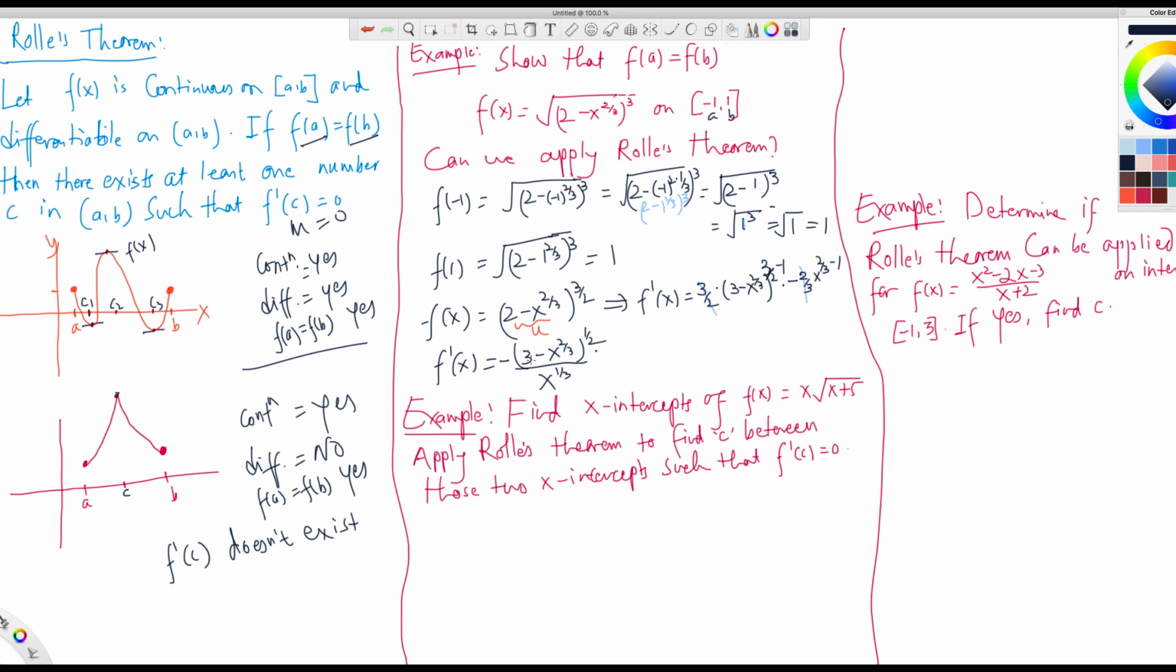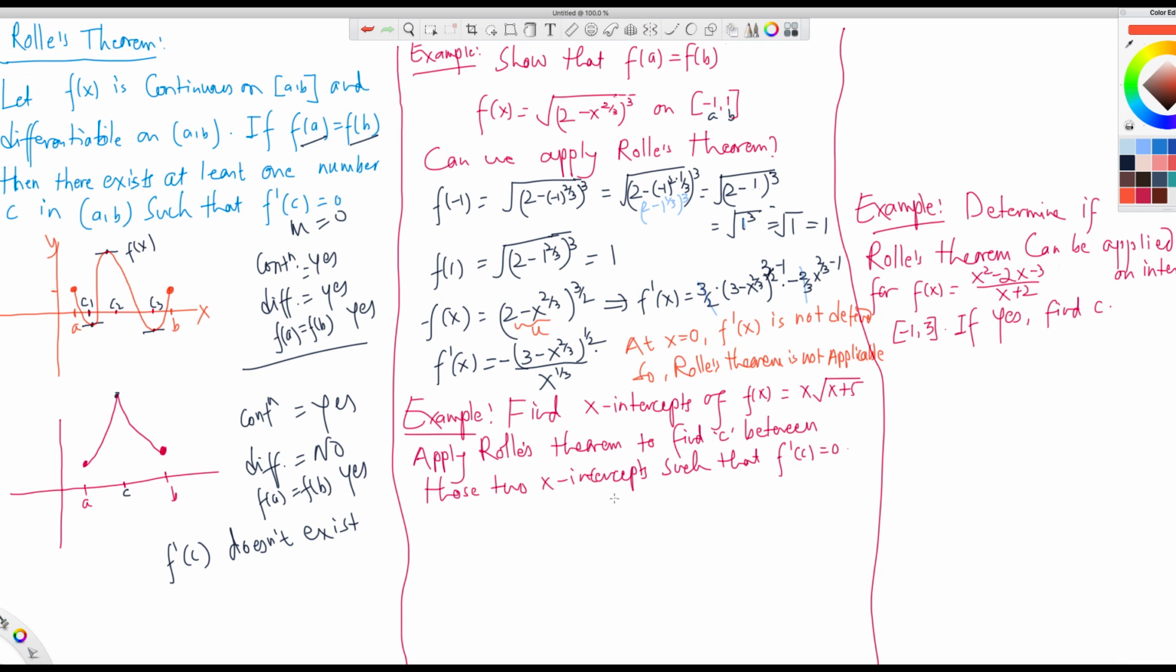So does this f prime of x exist at all the points between -1 and 1? No. Why? Because at x equals 0, which falls between -1 and 1, f prime of x is not defined, right? So Rolle's theorem is not applicable. This is what you do: to check whether Rolle's theorem is applicable or not, we check the differentiability, we check the continuity, and we check the height at the endpoints, okay?